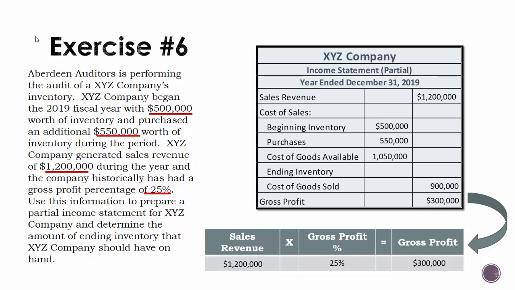Well, if they could have sold $1,050,000 worth of goods during the period, and they actually sold $900,000, the difference between those two numbers is what has to be left in ending inventory. So $1,050,000 minus $900,000 means that their ending inventory has to be $150,000.